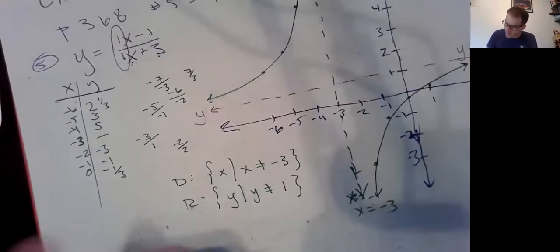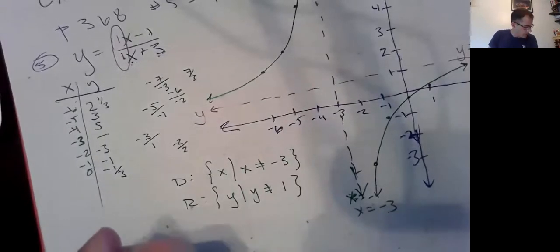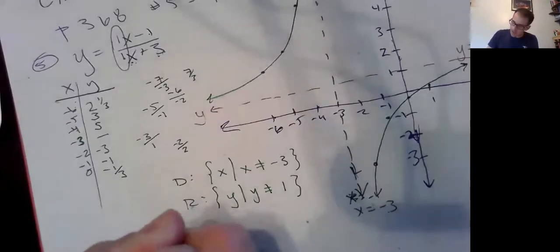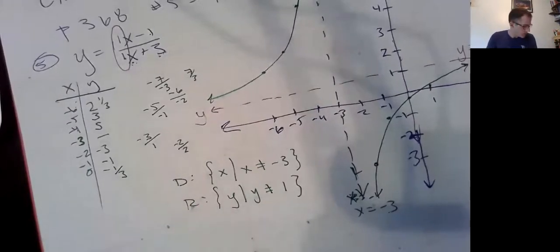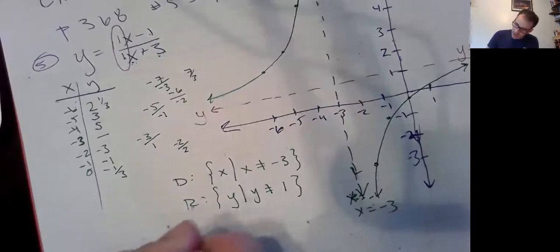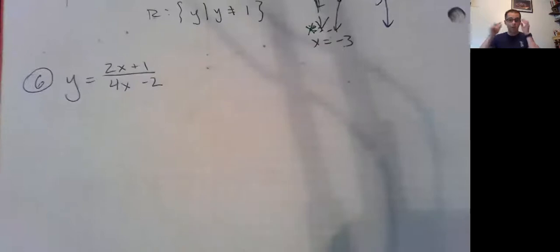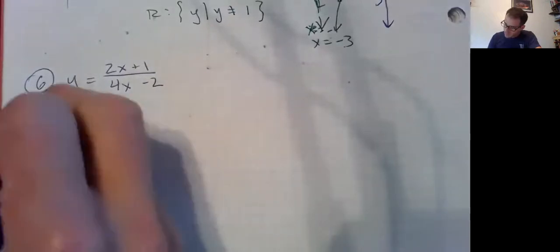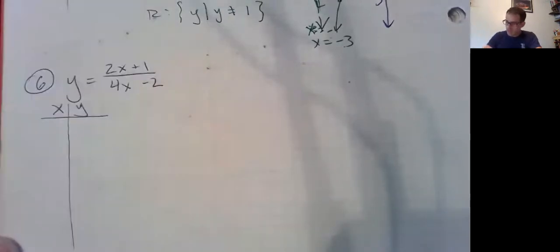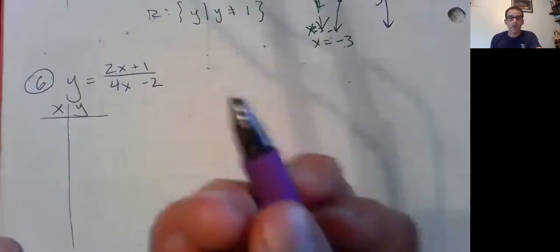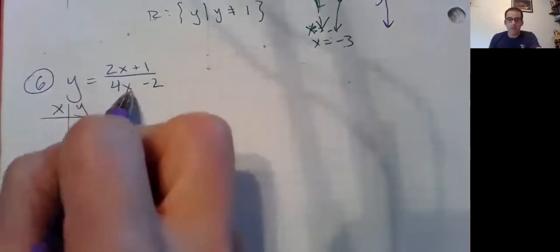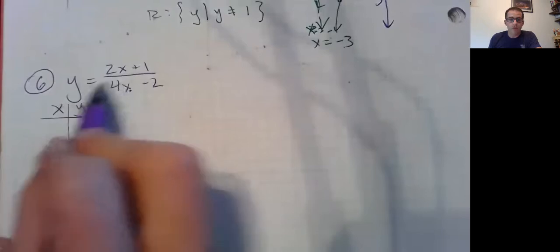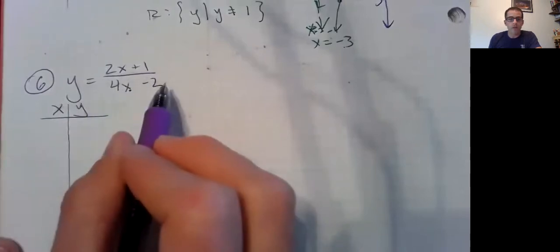Let's see if we can do it together. f of x equals, but we write y, 2x plus 1 over 4x take away 2. Oh, sorry. There we go. Okay. All right, let's start with our t-chart. Now, what can't x be? What do we plug in here so that this whole denominator is going to be 0?